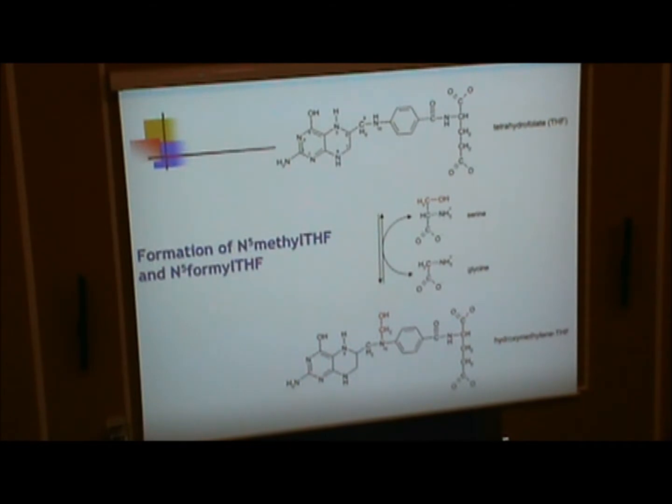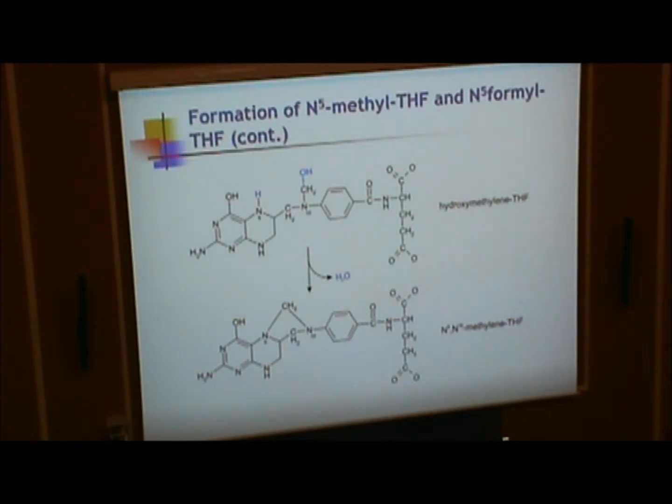What happens next? In the next step, the product of this reaction is dehydrated. This OH group interacts with this hydrogen, forming a water molecule. A CH2 group appears. The CH2 forms a bridge between nitrogen 5 and nitrogen 10.